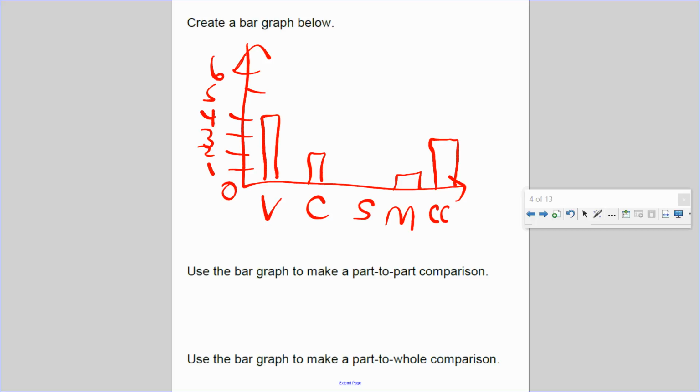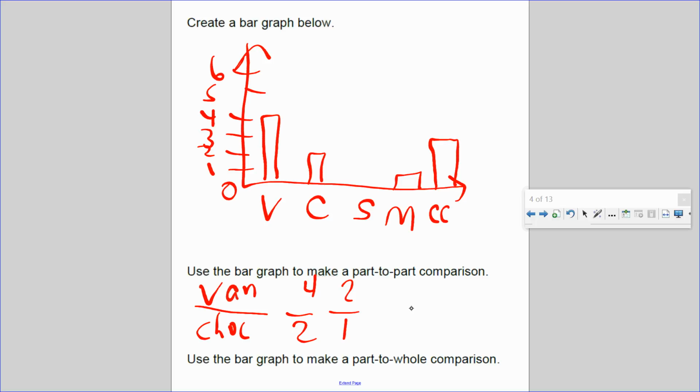For example, if I choose vanilla and compare it to chocolate, I will say 4 people chose vanilla to 2 people who chose chocolate. 4 to 2. Could I simplify that? 2 to 1. That means for every 2 people who chose vanilla, only 1 person chose chocolate. So vanilla is double what chocolate is.